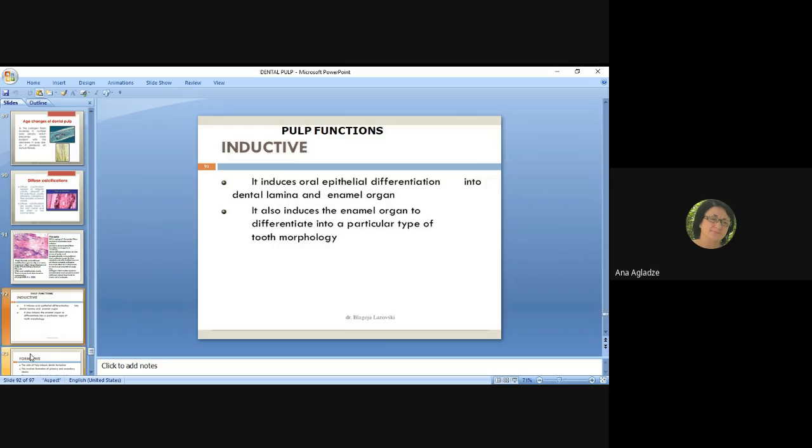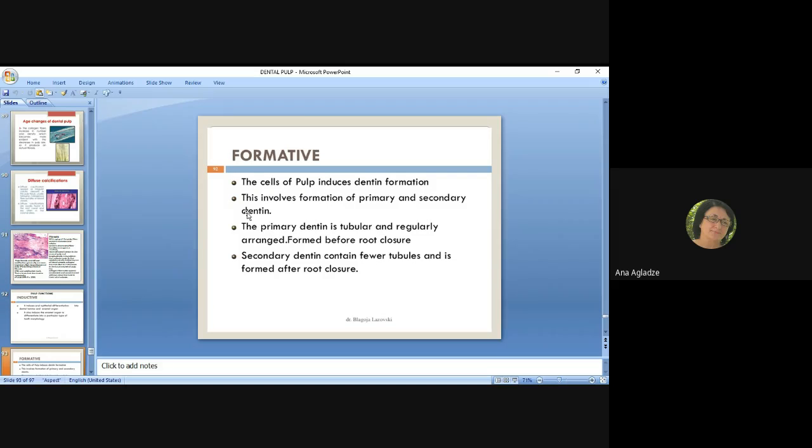And also you can know that the pulp has a formative function. It produces the dentin formation. This was formation of primary dentin, secondary dentin. The formation of these two types of dentin is a physiologic process, and also it gives rise to odontoblast-like cells, which are mesenchymal stem cells, and they can produce tertiary dentin, reparative dentin.